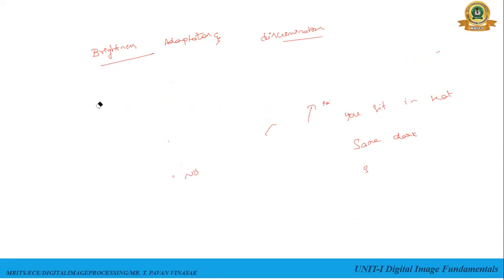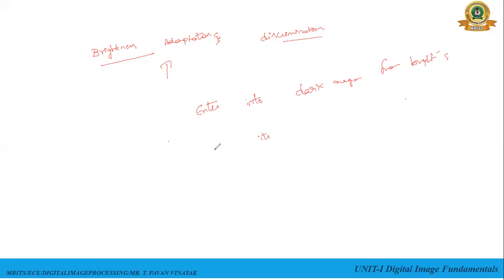What is brightness adaptation? Brightness adaptation is nothing but when you enter into a dark region from a bright region. When you enter suddenly into a dark region from a bright region, it takes some time to avail brightness.